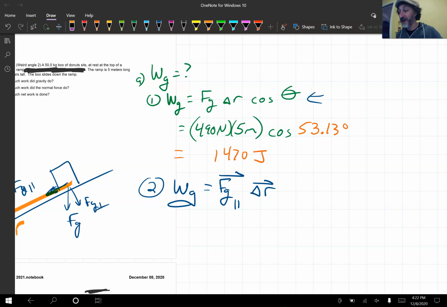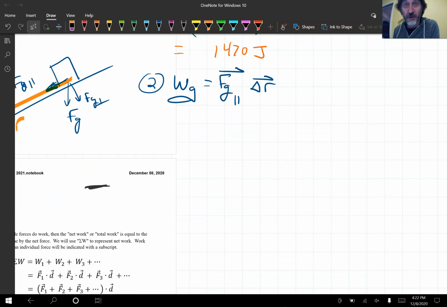Yeah, this is why it's so valuable that you understand how these triangles work. All right, so we got to kind of go back to the beginning here. I'm going to actually re-derive the equation for FG parallel.